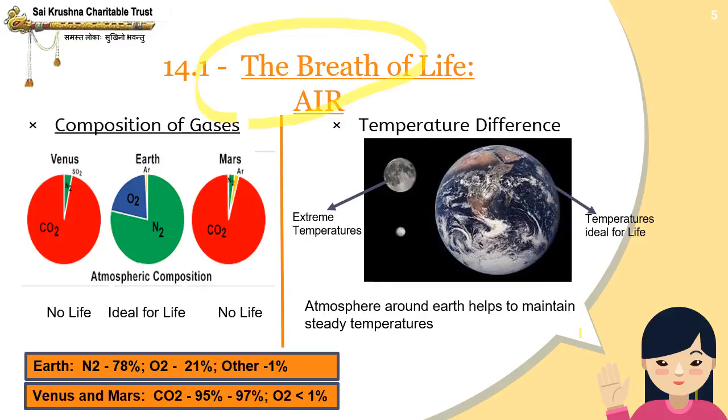And our Earth is a perfect planet where gases of air are in just the right composition. Almost 78% is nitrogen, 21% oxygen, and there is very little carbon dioxide and other gases. In contrast, imagine living on a planet like Venus or Mars, where almost 95% of the atmosphere is filled with carbon dioxide. No wonder life is possible only on Earth as of now.